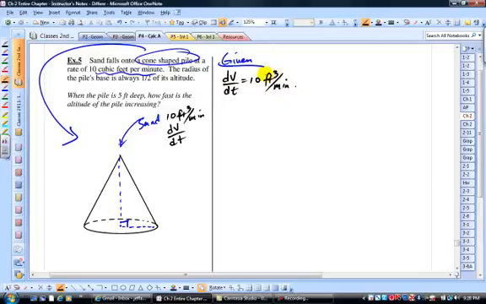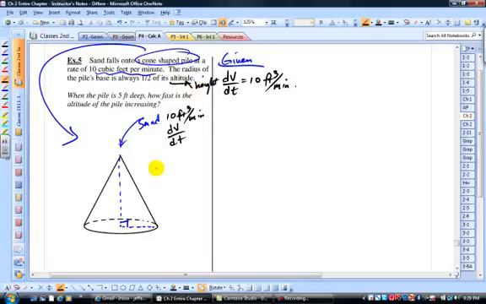Okay, just look at the units. If it's, say, cubic feet, that's got to be volume. Okay, the radius of the pile's base is always half the altitude. So if this altitude is height, by the way, that's a fancy word for height.